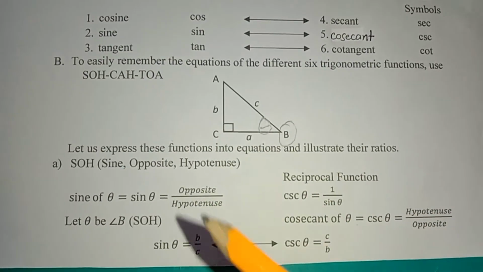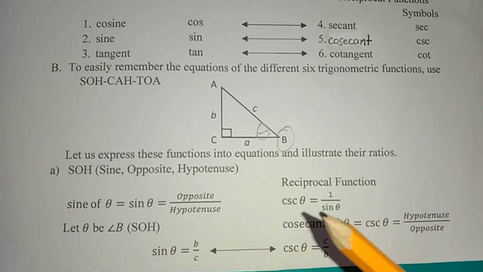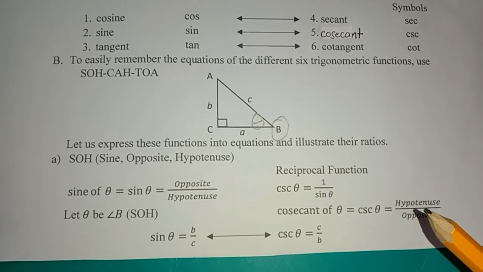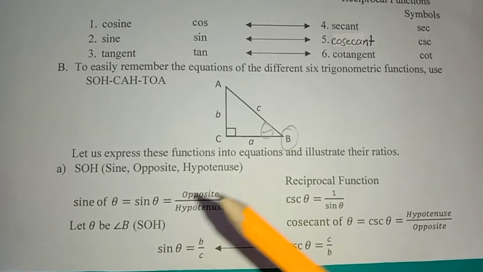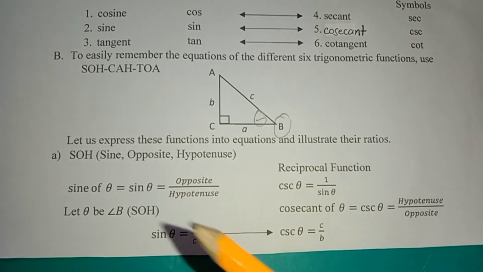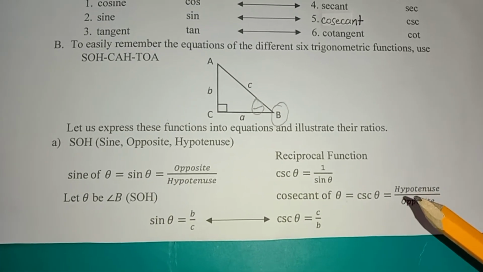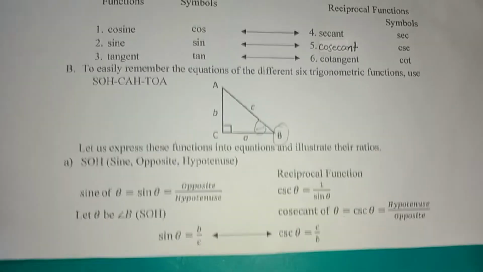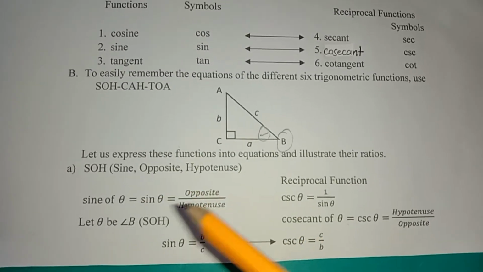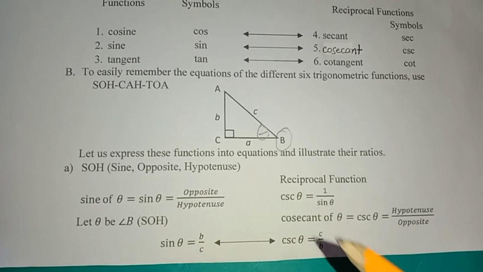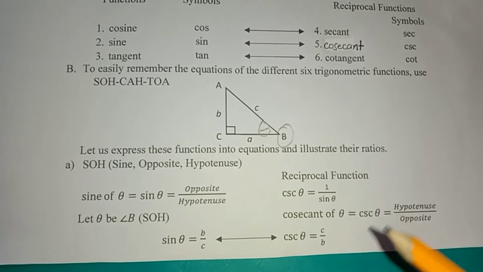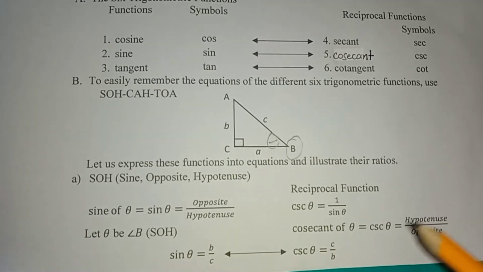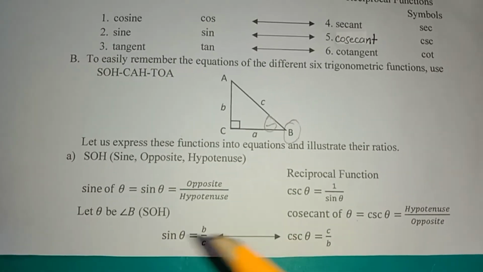Let's look at the difference of sine and cosecant. So sa sine, opposite over hypotenuse. Cosecant is hypotenuse over opposite. So as you can see, opposite ang numerator, hypotenuse ang denominator sa sine. When it comes to cosecant, ang numerator is hypotenuse, denominator is opposite. Sine of theta equals opposite over hypotenuse. Okay? Ang bali sa sine is cosecant, so ang bali sa cosecant of theta is sine, hypotenuse over opposite.